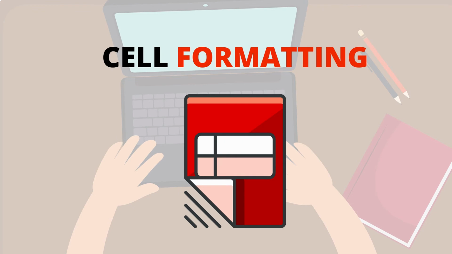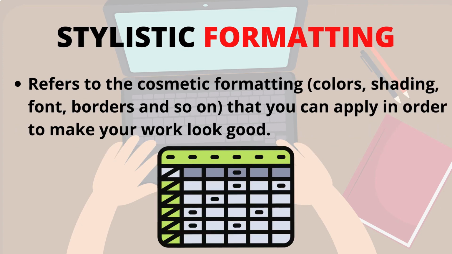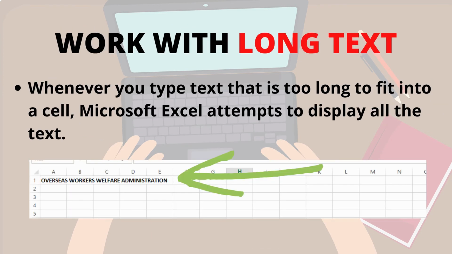Cell formatting. Numeric formatting refers to how a value is displayed in the cell, choosing from an extensive list of predefined formats. You can create your own custom number formats in the Number tab of the Format Cells dialog box. Stylistic formatting refers to the cosmetic formatting, colors, shading, font, borders and so on, that you can apply in order to make your work look good.